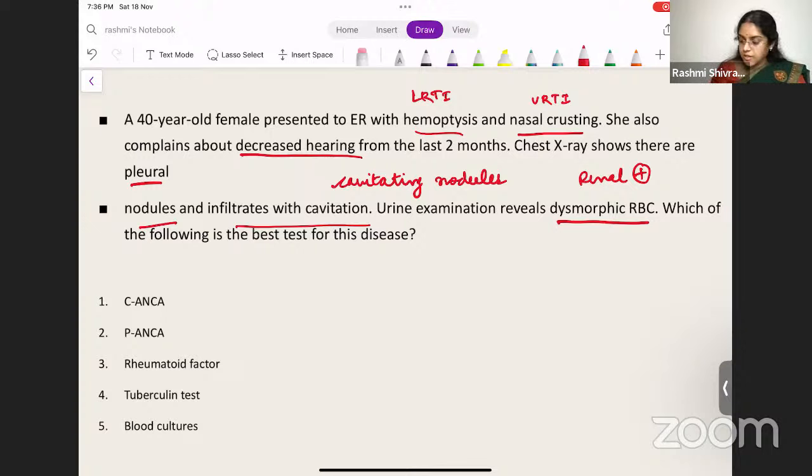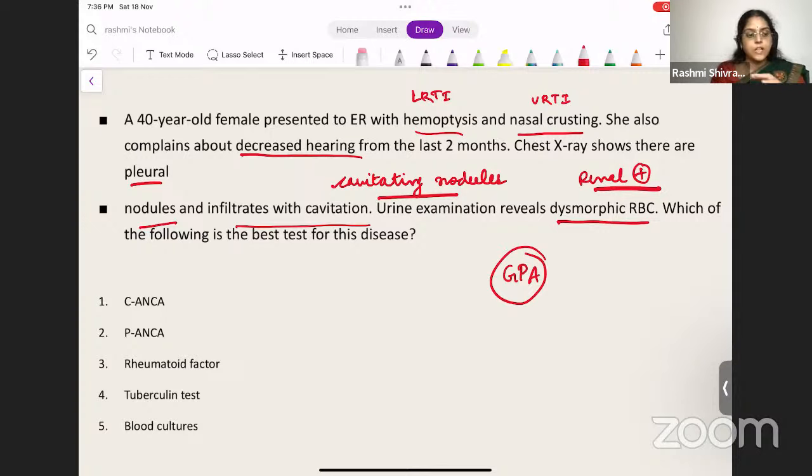Option A. Okay, let's look at the answers, Dr. Raghu and Dr. Sabari Charan. So can you tell me why it is option one? Can any of you tell me? Yes, it is Wegener's or GPA, granulomatosis with polyangiitis. Like I keep stressing on the important points: you have lower respiratory tract involvement, upper respiratory tract involvement, cavitating nodules, and renal involvement. All these four indicate that the patient is having granulomatosis with polyangiitis, or Wegener's.